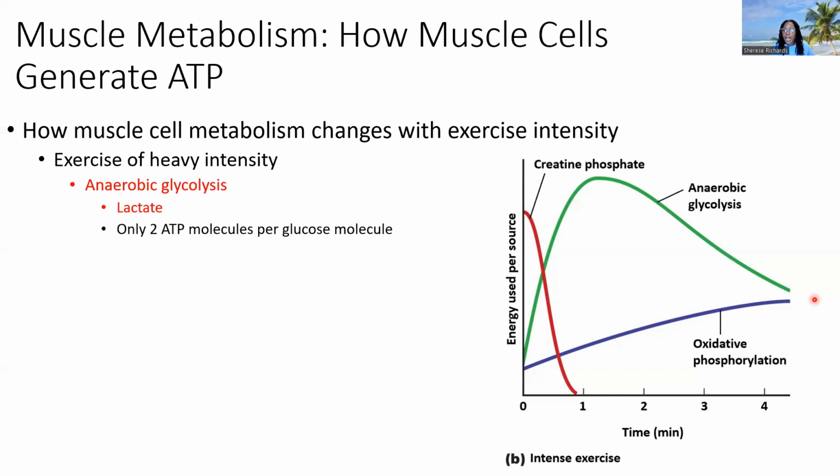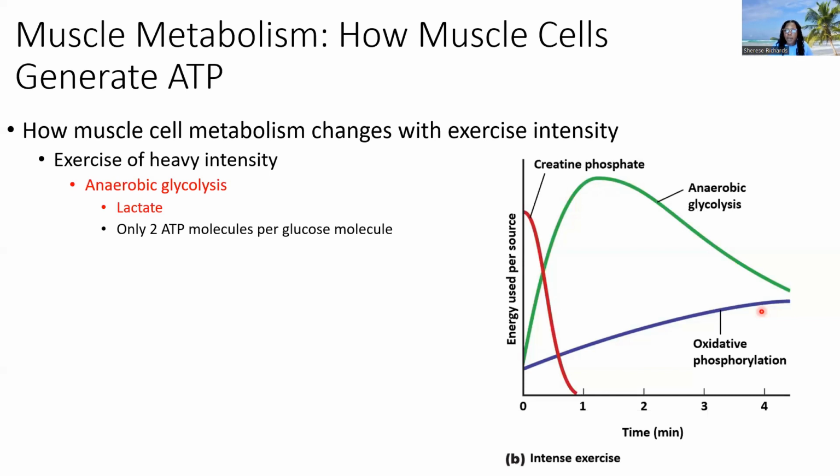And when I say more here, I mean in addition to whatever's being made through oxidative phosphorylation, but it's not enough to sustain it on its own. So with anaerobic glycolysis, we generate some ATP in conjunction with what we can generate through oxidative phosphorylation, and that is what keeps the contractions going.